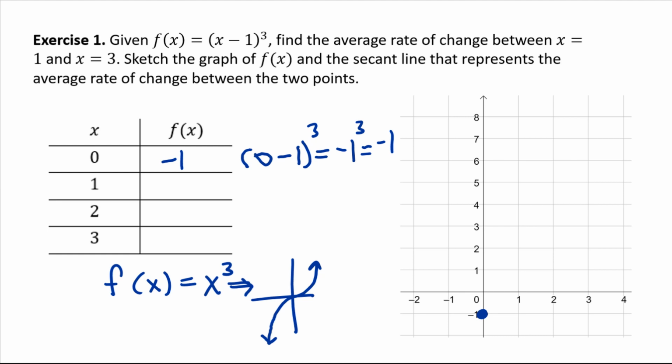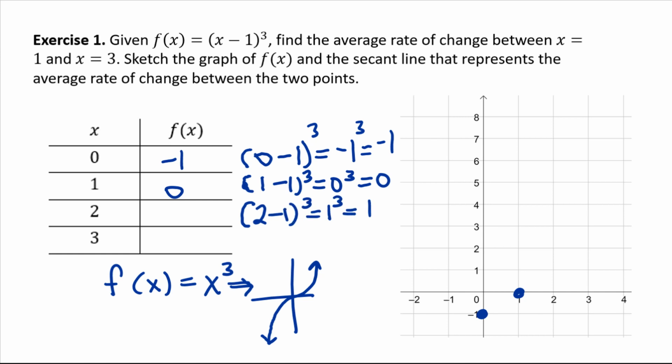Let's do this for 1. So you've got, pen's not writing, 1 minus 1 cubed is 0 cubed, which is 0. Okay, so that ordered pair is on the x-axis, 1 comma 0. Let's solve for x equals 2. 2 minus 1 cubed is 1 cubed, and 1 times 1 times 1 is just 1. So the point that corresponds to what we got would be 2 comma 1.